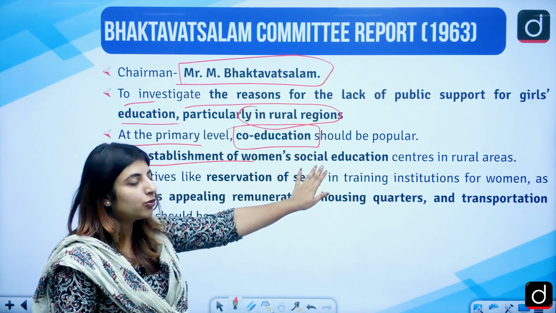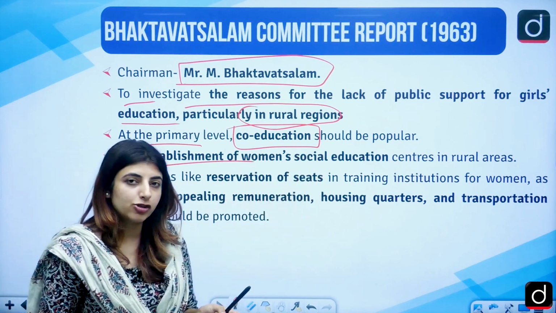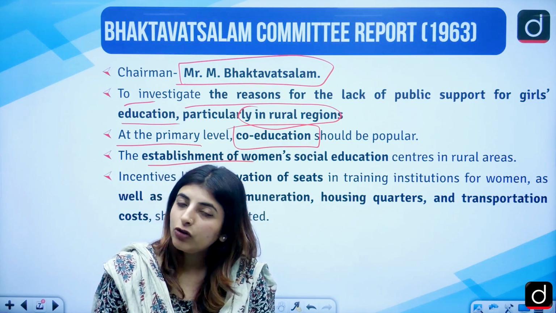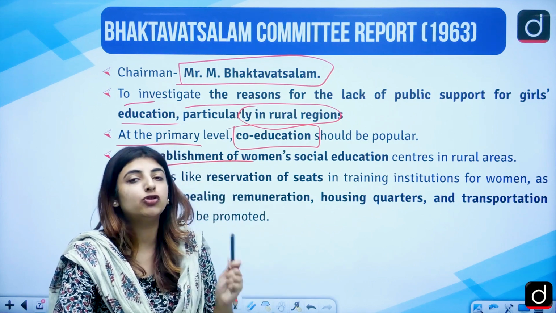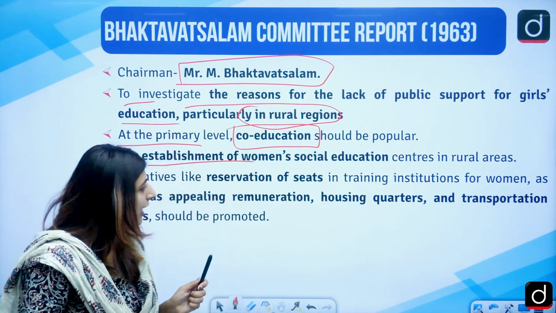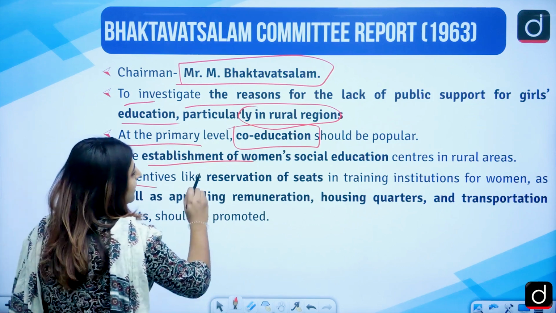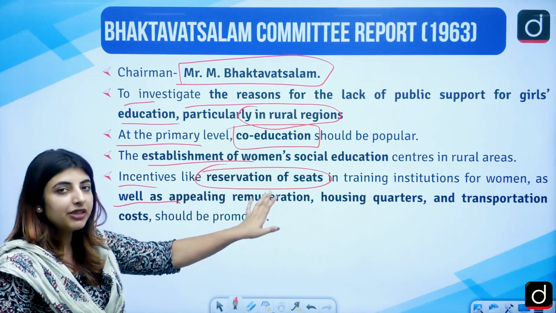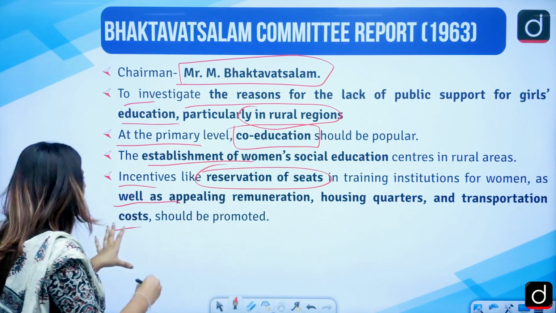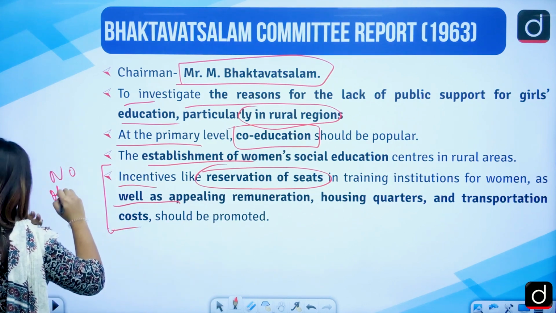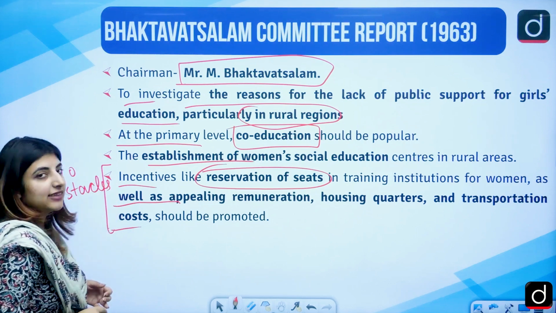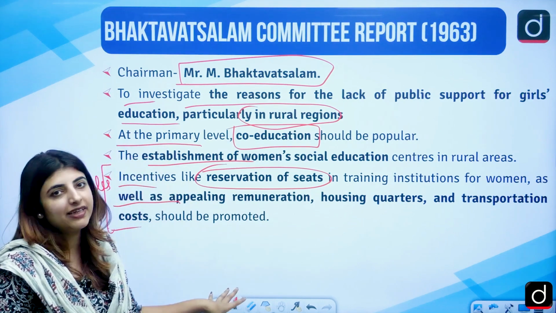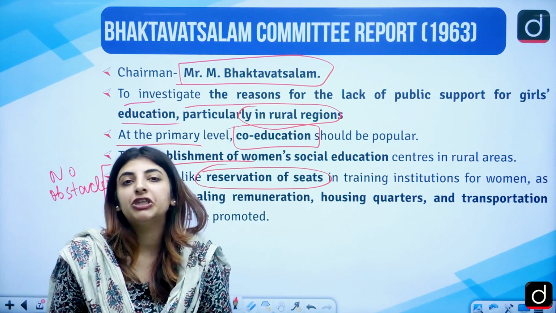The establishment of women's social education centers in rural areas, so that the people there should also be acquiring the knowledge of how and why females should be educated, and why educating them is really important. Incentives should also be provided, like the reservation of seats in training institutions for women, as well as appealing remuneration, housing quarters and transportation costs, so that there are no obstacles for any woman to get access to education. So in rural areas this was being promoted, and incentives like these were being introduced.